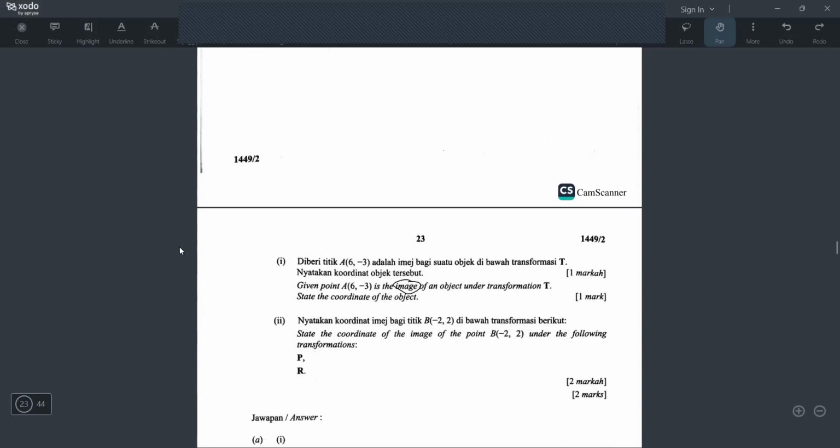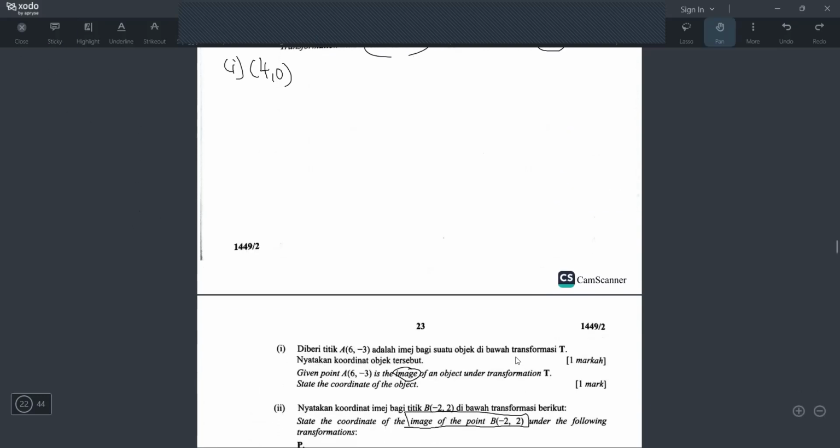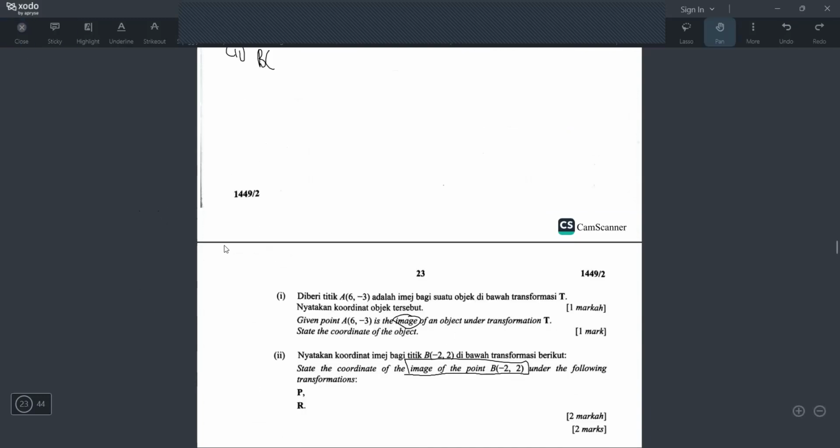So number 1 is finished. They wanted to find the object. Now we do number 2. State the coordinate of the image of point B. This is very important: image of point B. If they want you to state the image of B, it means B is the object. So for number 2, B will be your object and your starting point. So it will be -2, 2.